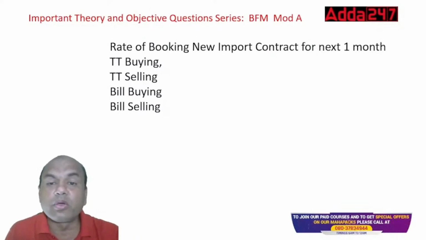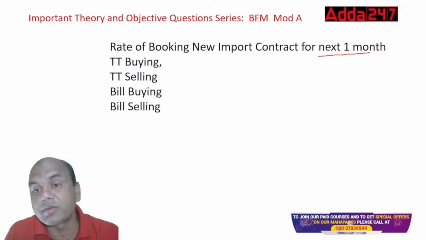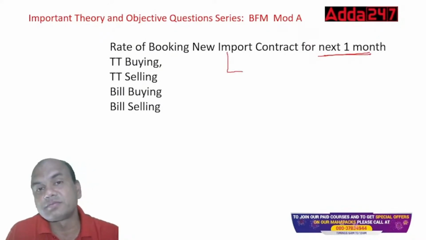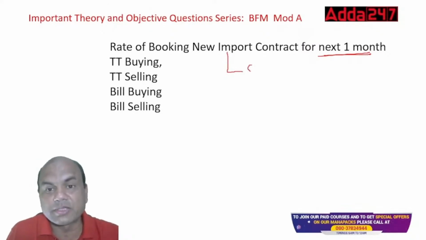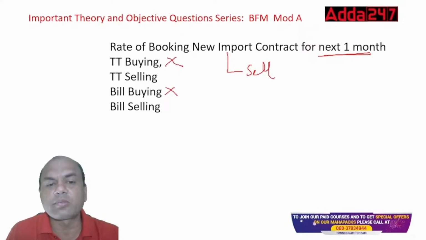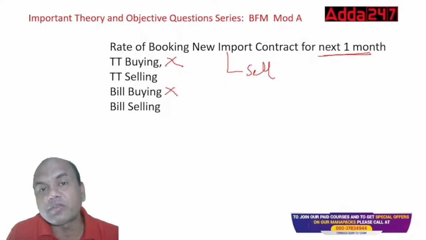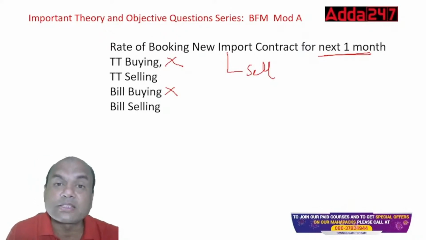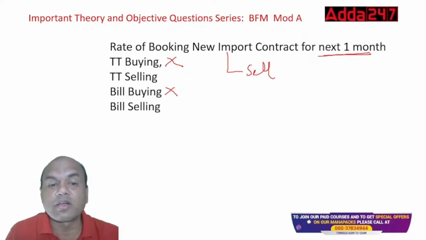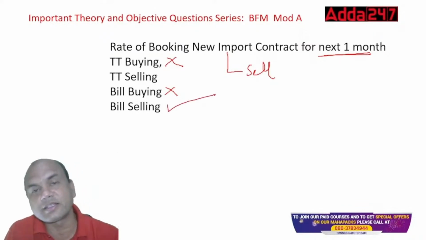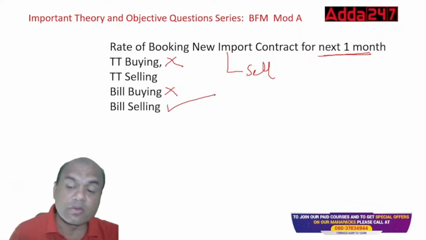Rate of booking a new import contract for next 1 month. After 1 month. Now import means what? Buy or sell? Just now we saw export was buy, so this will be sell. So buy is out. Now TT selling or bill selling? Next 1 month. See here, TT is always used for spot transactions, right now. I have to cancel the transaction right now. But next month means you are taking 1 month risk. So whenever you take the risk, it is called bill selling. So that is the answer. Clear everyone? Got the concept?